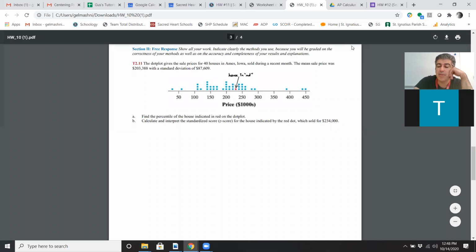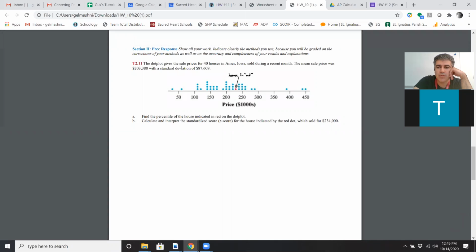Okay, so we're recording. We're going over homework number 10, the free response questions. A dot plot gives the sale prices for 40 houses in Ames, Iowa, sold during a recent month. The mean sale price was that much with a standard deviation of that much. Find the percentile of the house indicated in red on the dot plot.